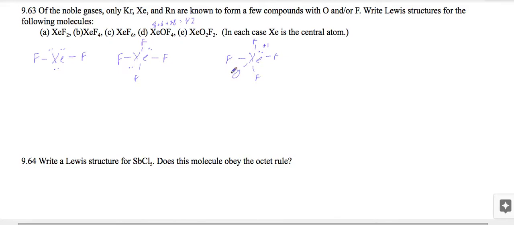And here I have 1, 2, 3, 4, 5, 6, 7. So a negative 1 formal charge on the oxygen. Again, it's the number of valence electrons, 6, minus the total number of electrons and bonds. So 6 minus 1, 2, 3, 4, 5, 6, 7. That gets us a negative 1.